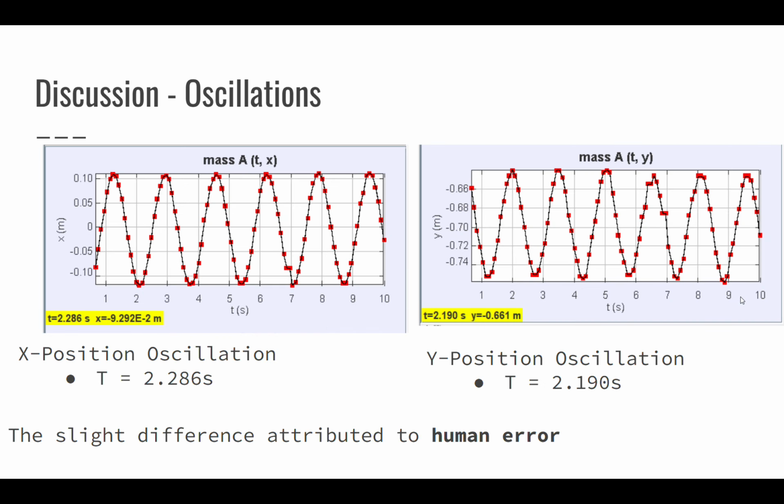In addition, for the oscillations of the x and y components, I just went on Tracker and put my cursor around here, as you can see, for the x, and the y right here. So I got the x oscillation to be roughly 2.2886 seconds, and the y position oscillation to be roughly 2.190 seconds. And the slight difference could be attributed mostly to human error, as, like I said, every small difference accounts for something here.